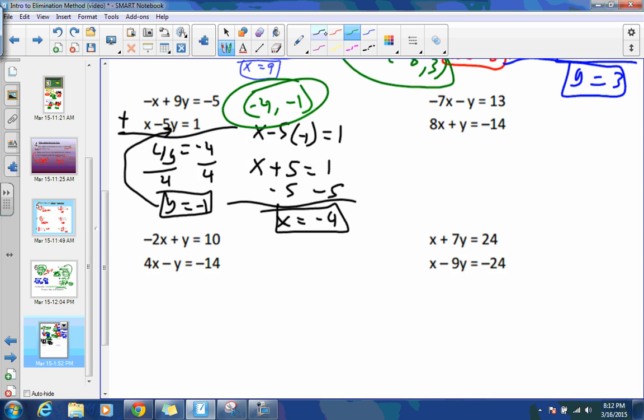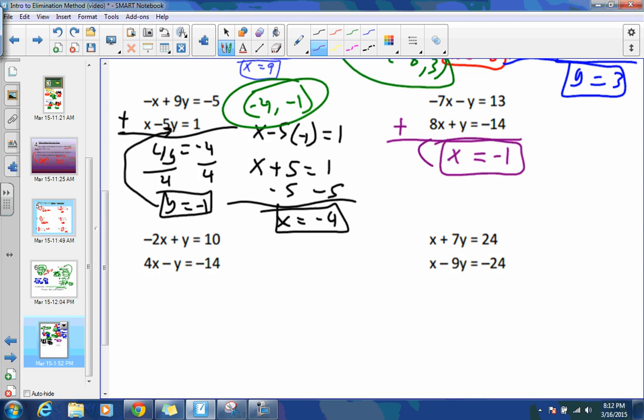All right, so we're going to use purple over here for this one. We have negative 7x minus y equals 13, and 8x plus y equals negative 14. I'm just going to add these two together again, because you can see the y's will cancel out. They're opposites. So negative 7x plus 8x is actually just 1x, or x, and that's equal to 13 plus negative 14, which is negative 1. Boom, we got our x.